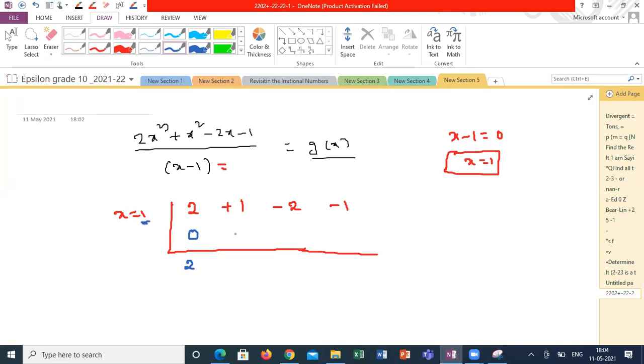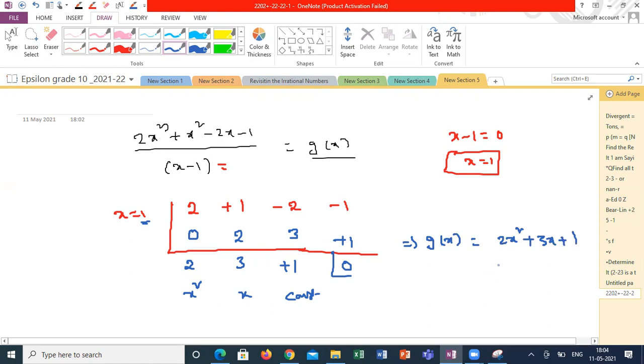So 2 into 1 is 2. 3 into 1 is 3. Plus 1, 1 into 1 is plus 1. 0. So this is the constant, this is x, this is x square. So what is the answer? 2x square plus 3x plus 1. Super.